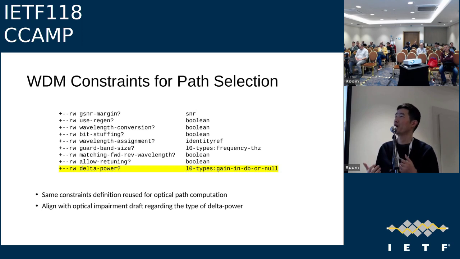And there's a small hiccup in the parameter called delta power, where the type for the delta power was set to use gain as defined in layer zero types. But the delta power could be both positive and negative. So there will be a change in the definition, and the next revision will need to fix it and reflect the same changes as we do for optical impairment, right?